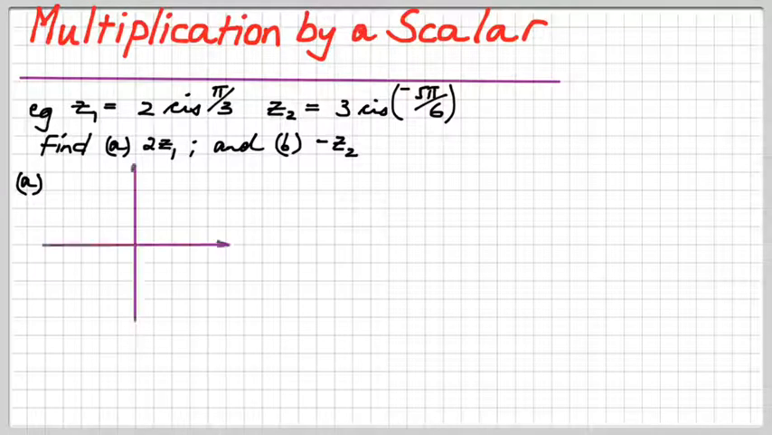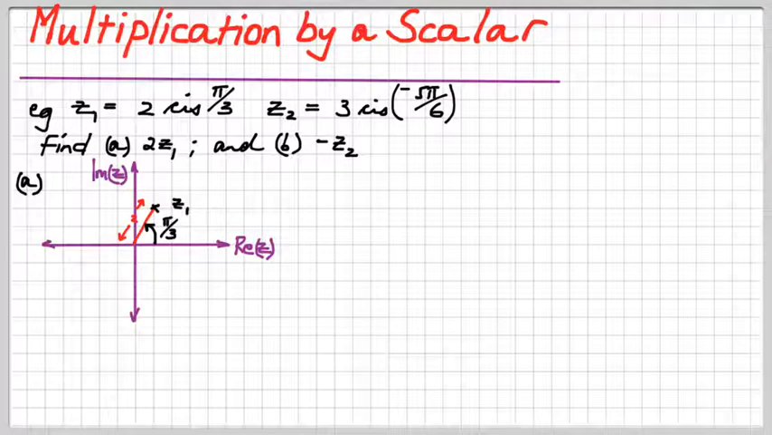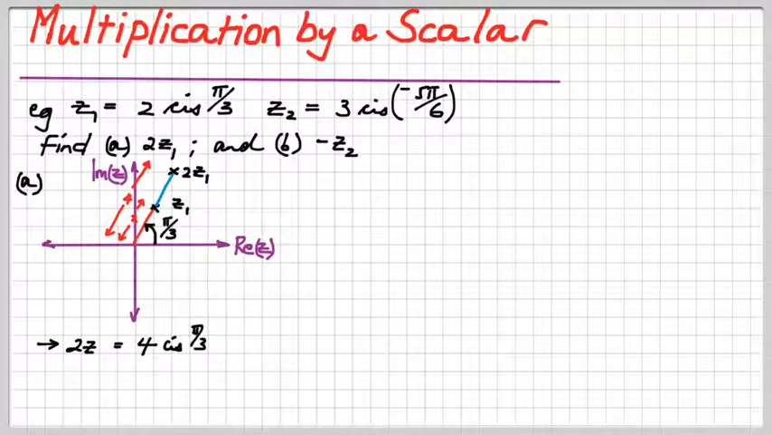Now, let's go. Of course you have to draw a diagram. As you could imagine, 2 times z1, what is it going to do? Let's put z1 in first. There it is, 2 cis pi on 3, right? Now, if you have 2 times that, imagine what it is going to look like on the Argand diagram. Yes, of course it is. It's just going to be twice as long, but in the same direction, isn't it? So it's going to be 4 cis pi on 3, isn't it? Of course it is.